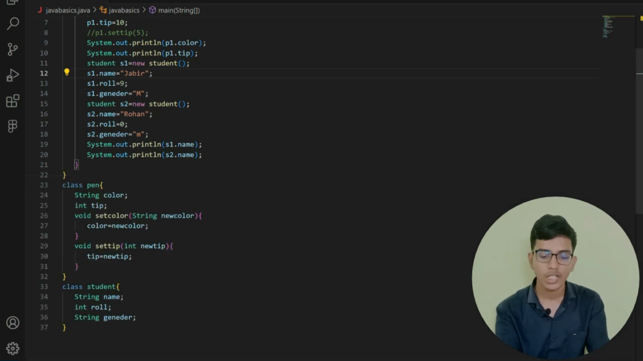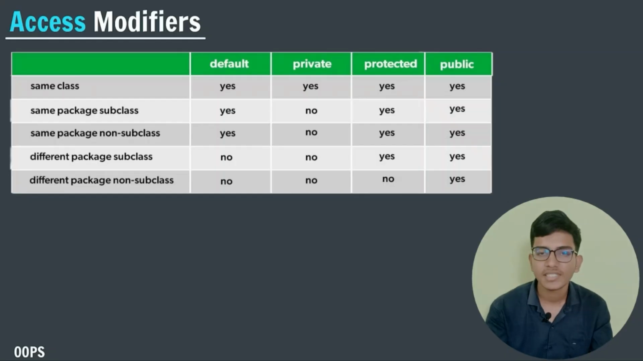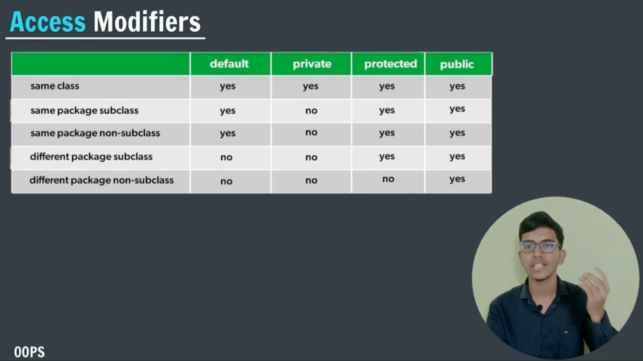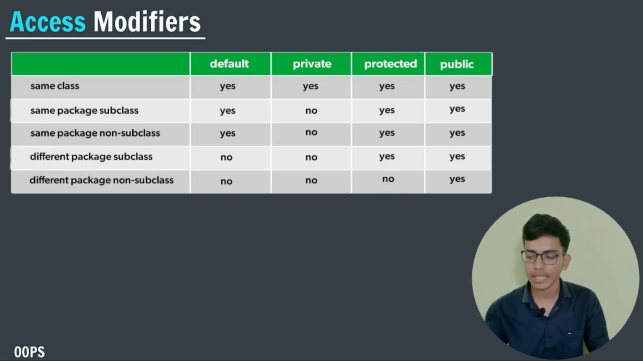Now let us talk about access modifiers. From the beginning itself I have been telling you that public static is an access modifier, public is an access modifier, and all those things. Now let us talk about them in detail, right? So access modifiers define the access of a particular attribute or a function to our user. So it will declare whether to give access to a particular user or not.